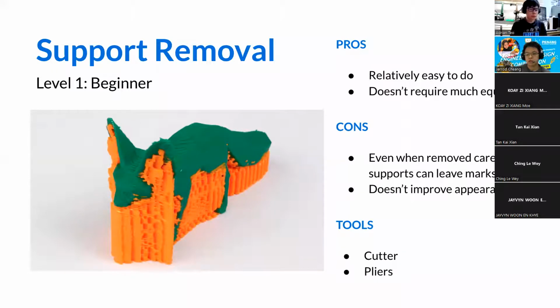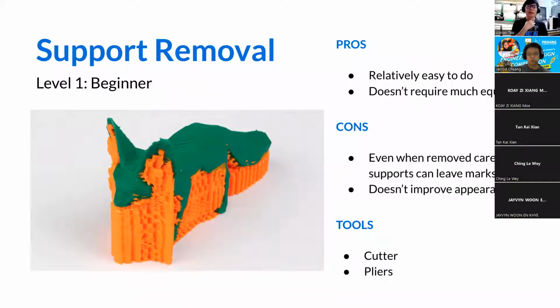So number one, support removal. When we 3D print something, sometimes we have supports. Like this photo over here, I print a fox. In this fox, I can't print the fox head without having support underneath. When I print support, it will look something like this, the orange color part. Okay, it looks very messy, so I need to remove the support.